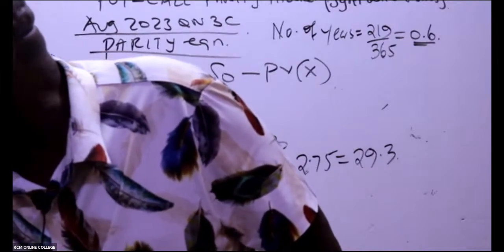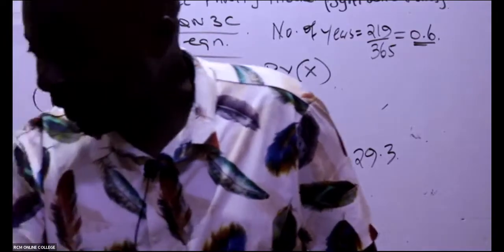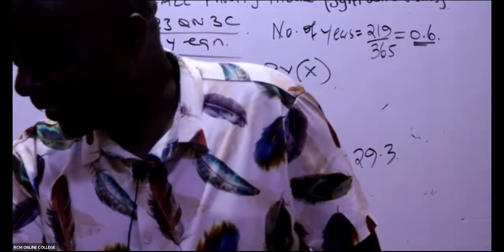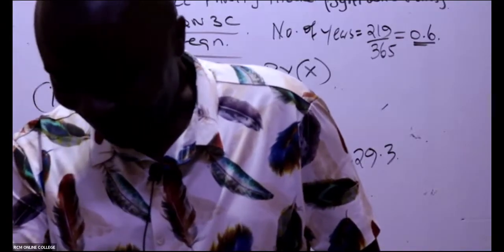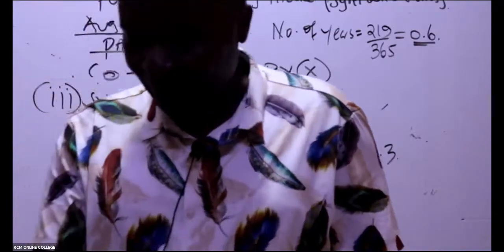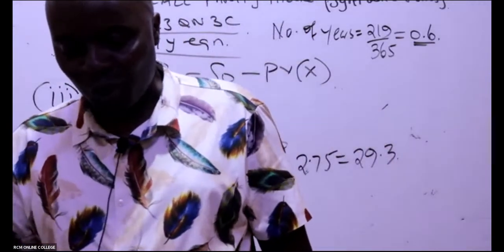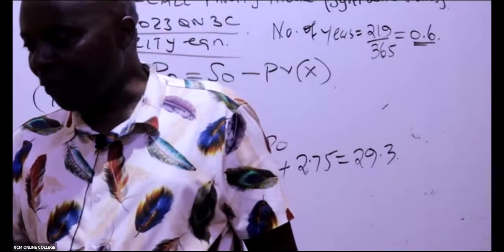SO is the stock price, the one that is provided there. Remember, CO is call price. PO is put price. X is the strike price.